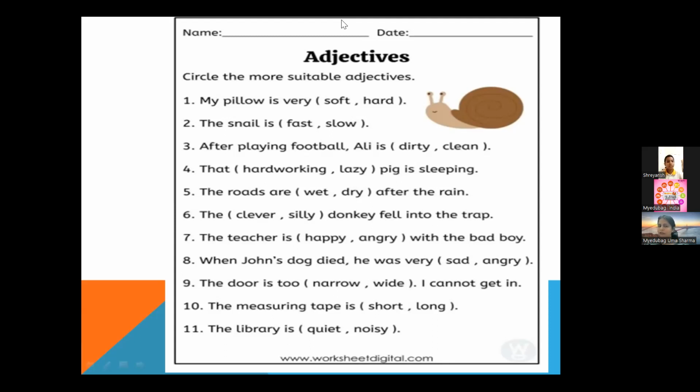Very good. Fifth one. The roads are wet or dry after the rain. Tell me what happened to the roads, wet or dry? Wet. Very good. Now read the sixth one. The silly donkey fell in the trap. Is the donkey clever or silly? Silly. Good job. Now read the seventh one. The teacher is happy or angry with the bad boy. Angry. Good. Now read the eighth one.